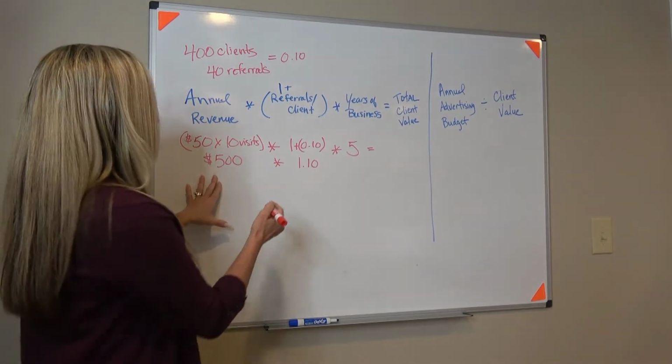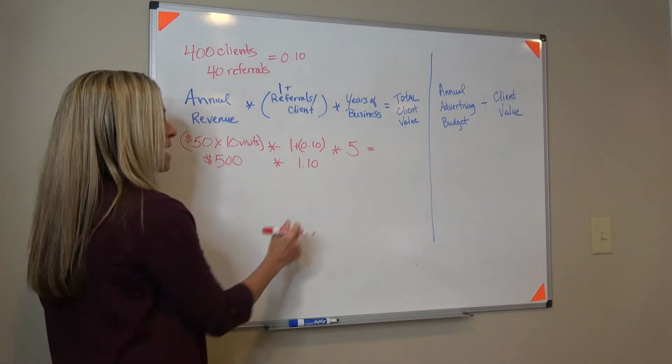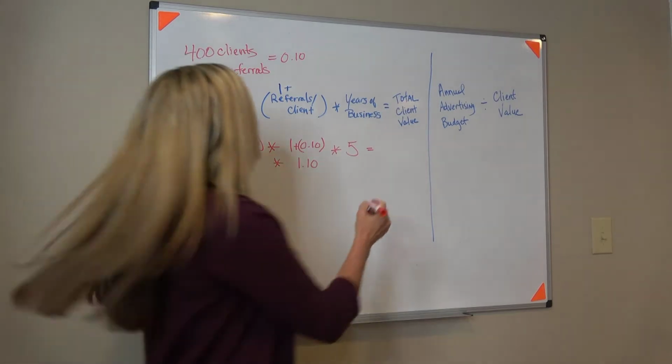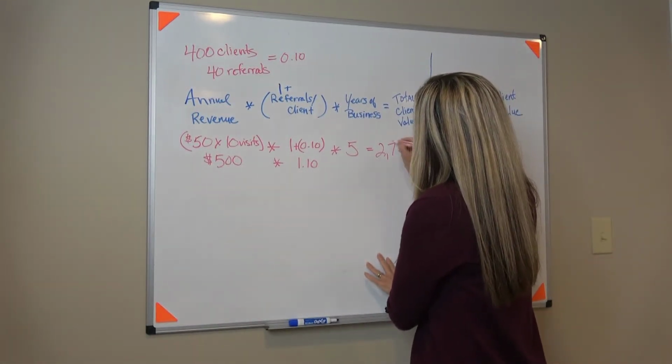So if I take 500 and I multiply that by 1.1, and then I multiply that by 5, I think the number comes out to $2,750.